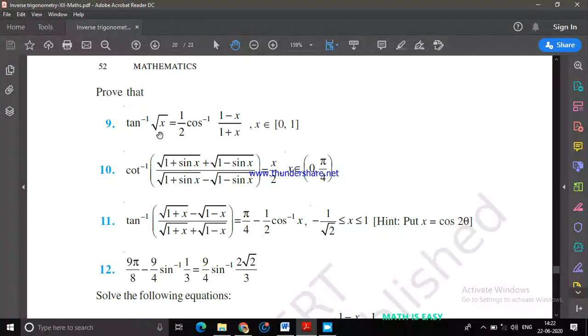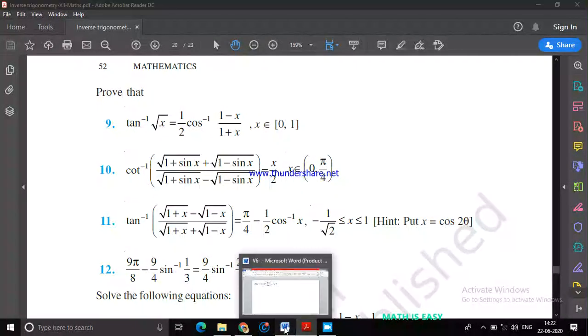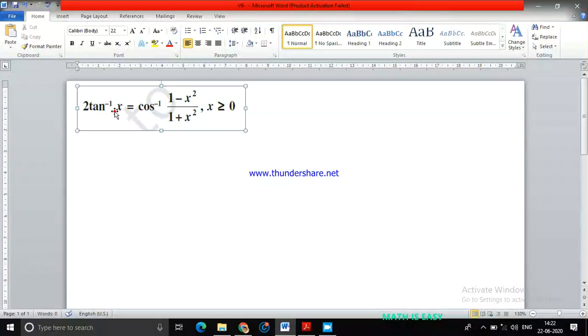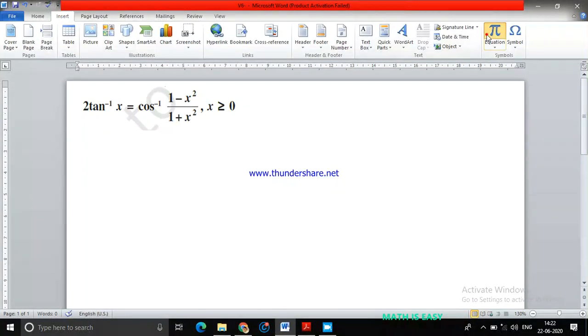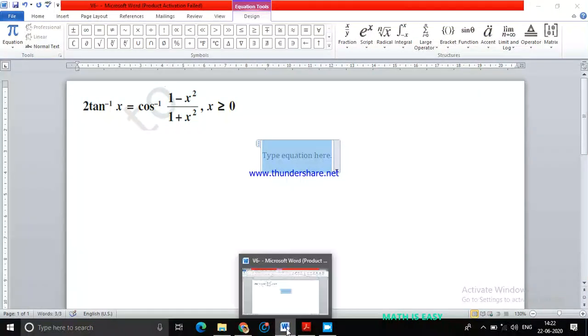Tan inverse root x equals 1 by 2 cos inverse (1 minus x upon 1 plus x), where x belongs to 0 to 1. We have to prove LHS equals RHS. To prove this, we use the formula 2 tan inverse x equals cos inverse (1 minus x square upon 1 plus x square). So let me type the question.